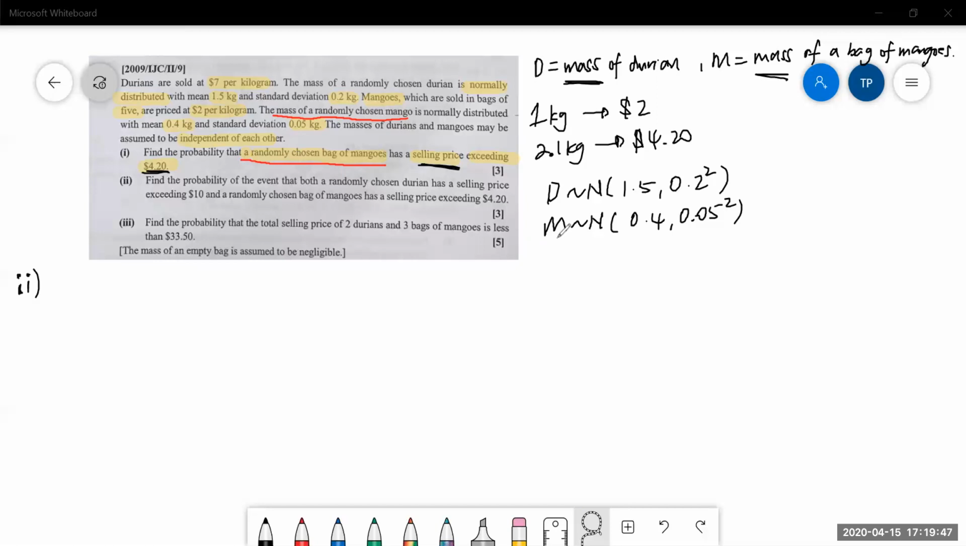So this distribution is not for a bag of mangoes. This distribution is for a mango only, like one mango. You understand? It's the same words, right? Look here, the mass of a randomly chosen mango. My bad.